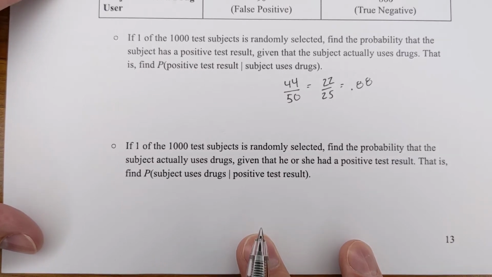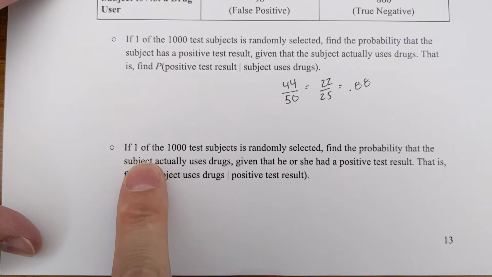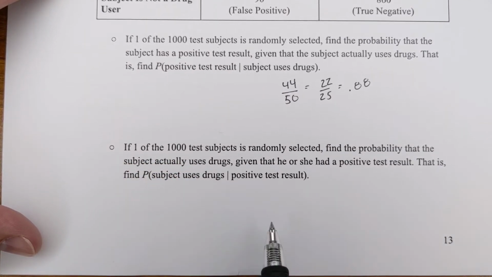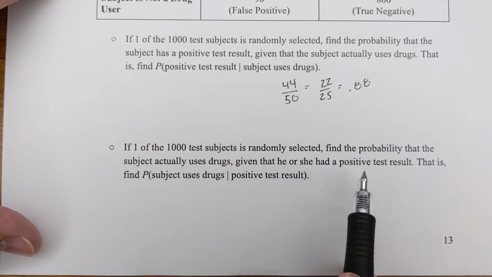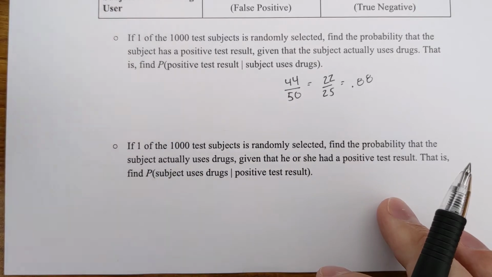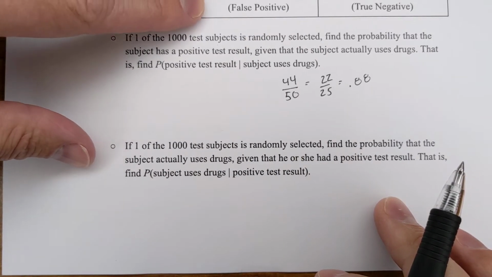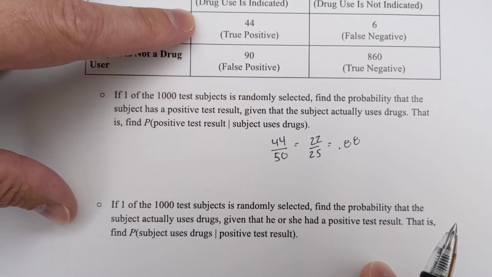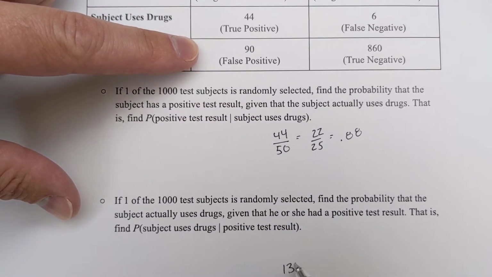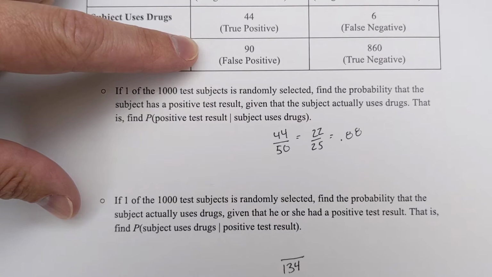So down here, this is the reverse. If one of the 1,000 test subjects is randomly selected, find the probability that the subject actually uses drugs given that they have a positive test result. So my given goes on the bottom. That's just these two values added together. I know they have a positive result, so my denominator has to be 134.